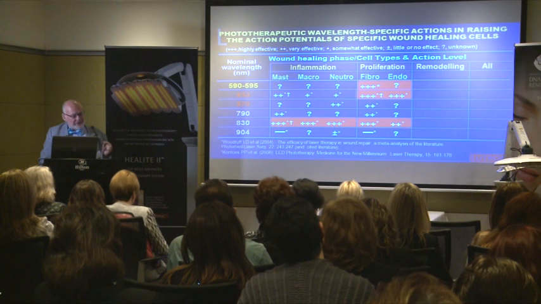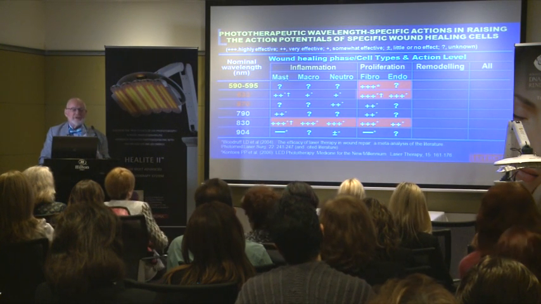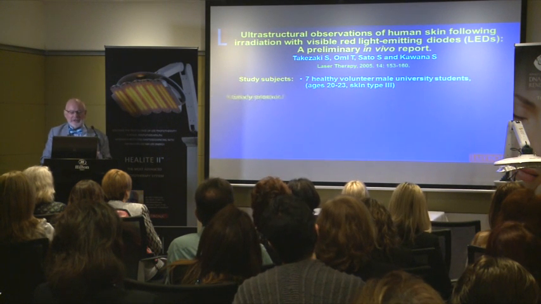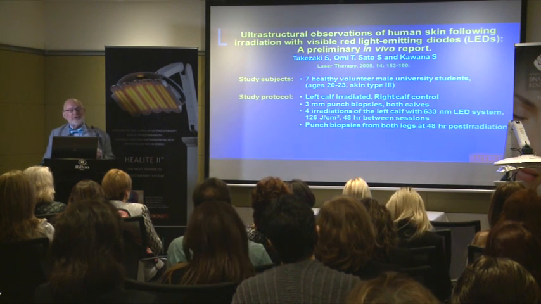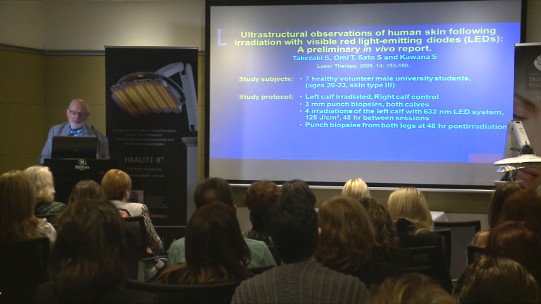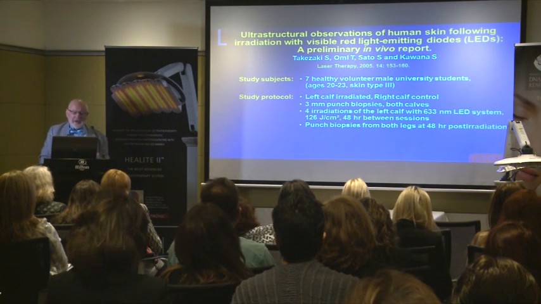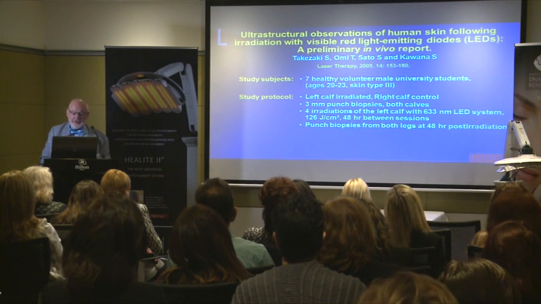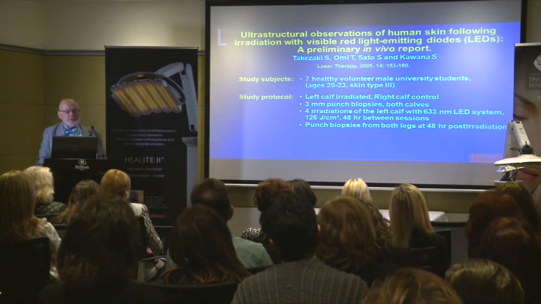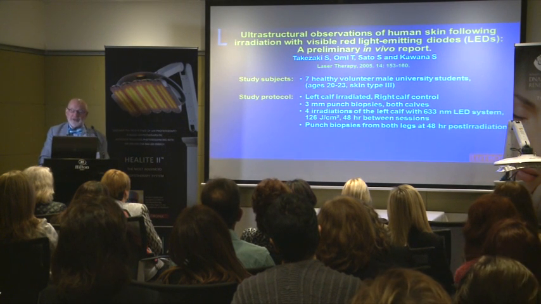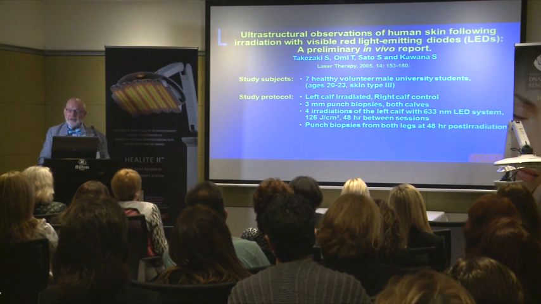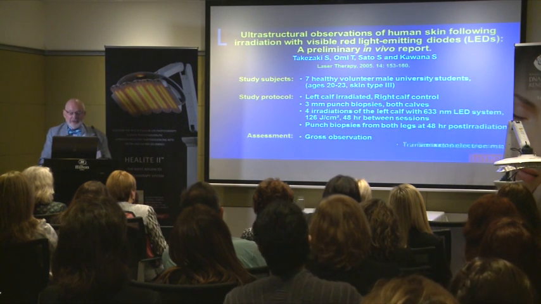However, 830, 633, 633 is very good for fibroblasts. Here's a little experiment. 7 volunteers. They were treated on the left calf. The right calf was the control. Punch biopsies, and then 4 irradiation sessions of the left calf with 633 at 126 joules per square centimeter, 48 hours between sessions. Punch biopsies from both legs at 48 hours post-irradiation, and assessment was gross observation and transmission electron microscopy.